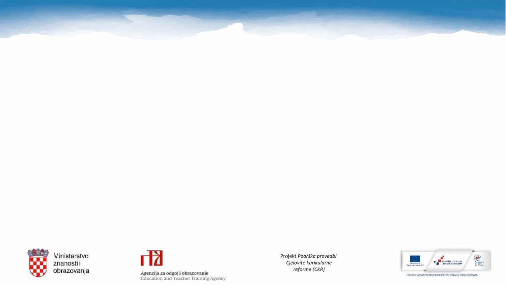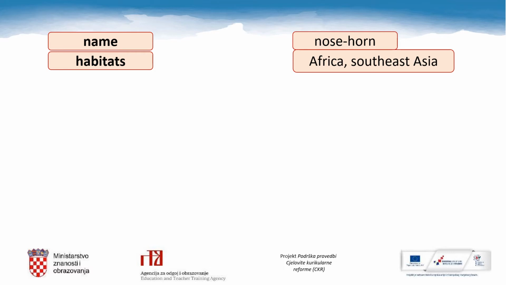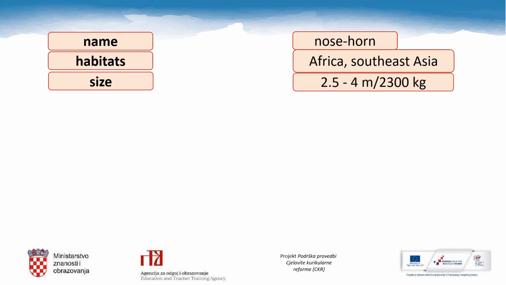A sad story, isn't it? Let's see what we have learned about rhinos. They got their names from a word meaning nose horn. They live in Africa and Southeast Asia. They can grow from 2.5 to 4 meters, and they can weigh up to 2,300 kilograms. They eat mostly leaves and grass.